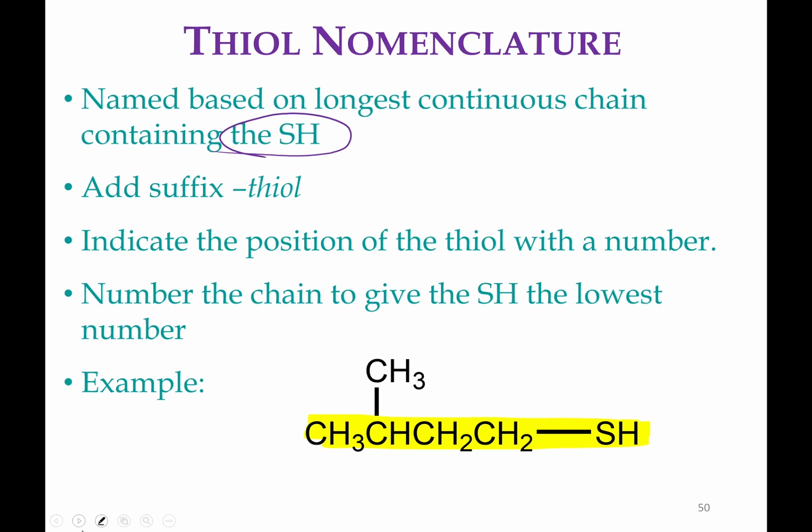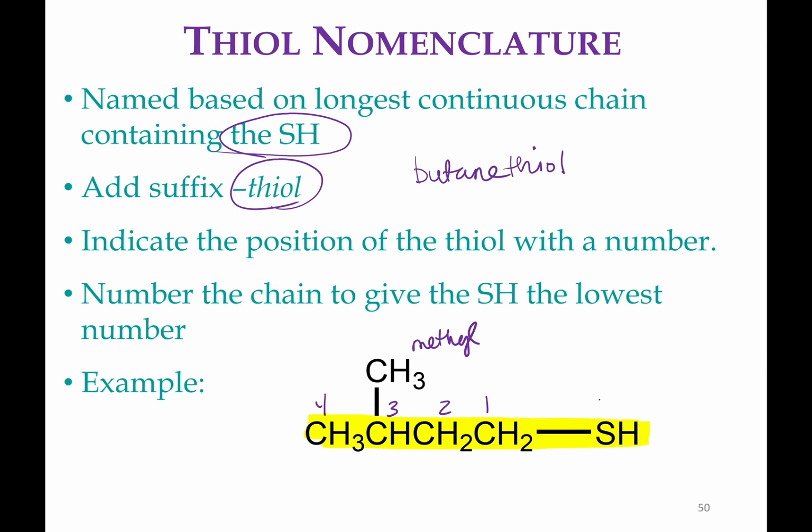But we're going to start counting on the right-hand side. 1, 2, 3, 4. We have a methyl group, and then our thiol. So we actually just add the suffix thiol. So in this case, we have butane. We don't drop anything, we just say butane thiol, and then we add the prefixes for the substituents out front.